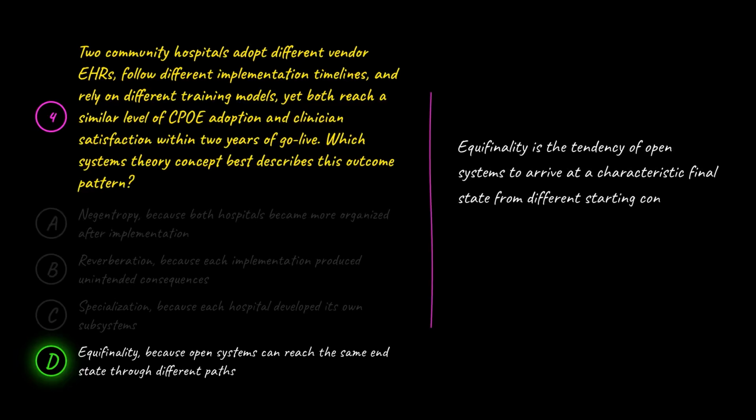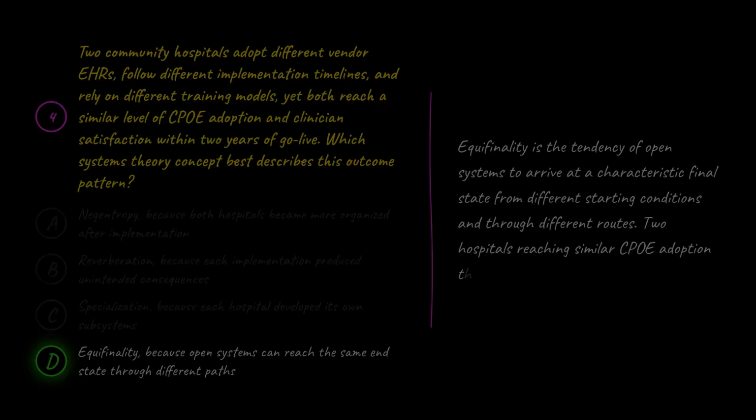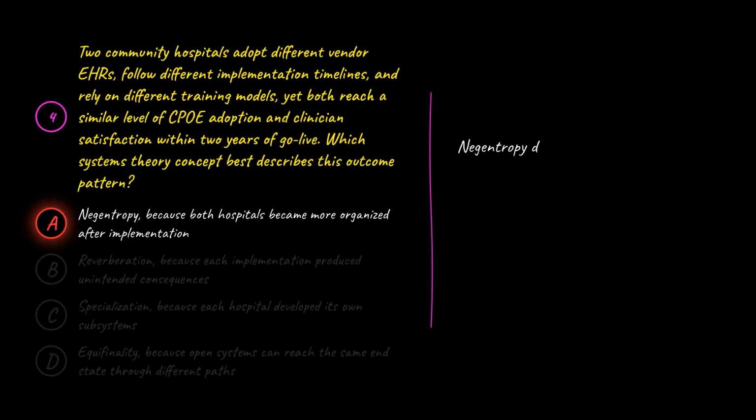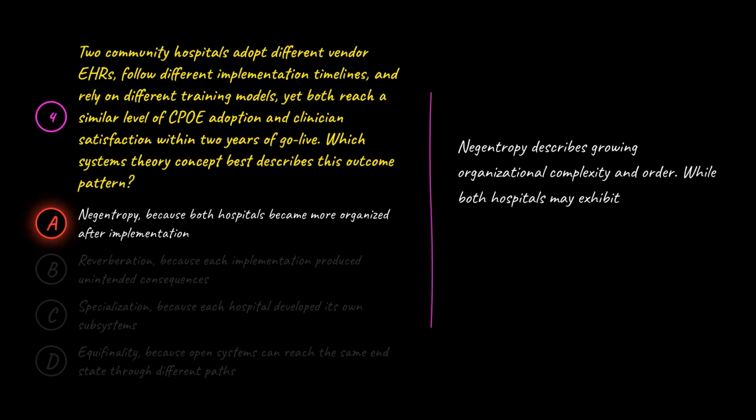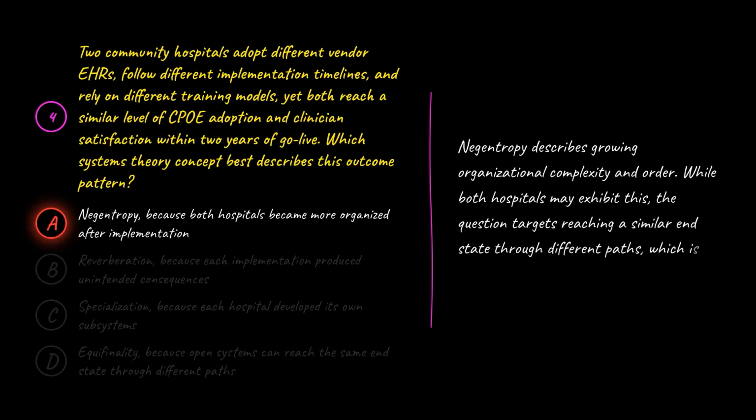Two hospitals reaching similar CPOE adoption through different vendors, timelines, and training is the textbook pattern. A is wrong because negentropy describes growing organizational complexity and order, while both hospitals may exhibit this. The question targets reaching a similar end state through different paths, which is equifinality.